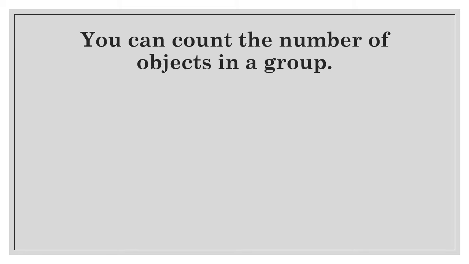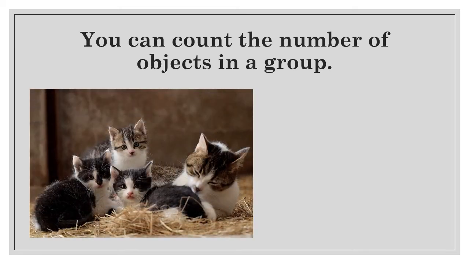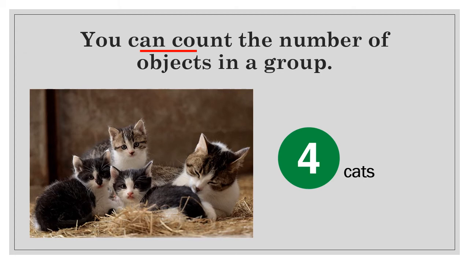You can count the number of objects or animals in a group. For example, how many cats do you see in the hay? There are 4 cats. So the number 4 is a number we use to count.